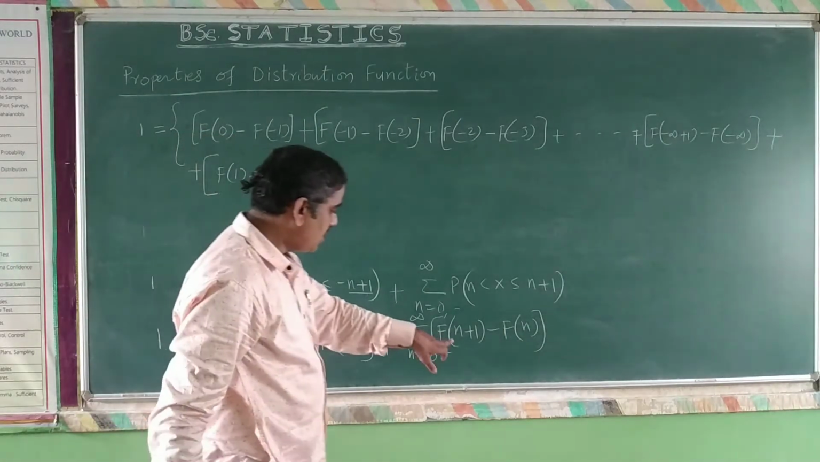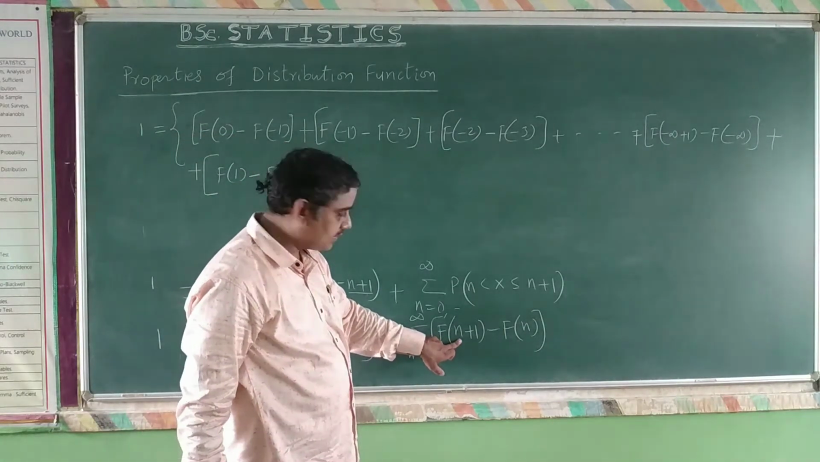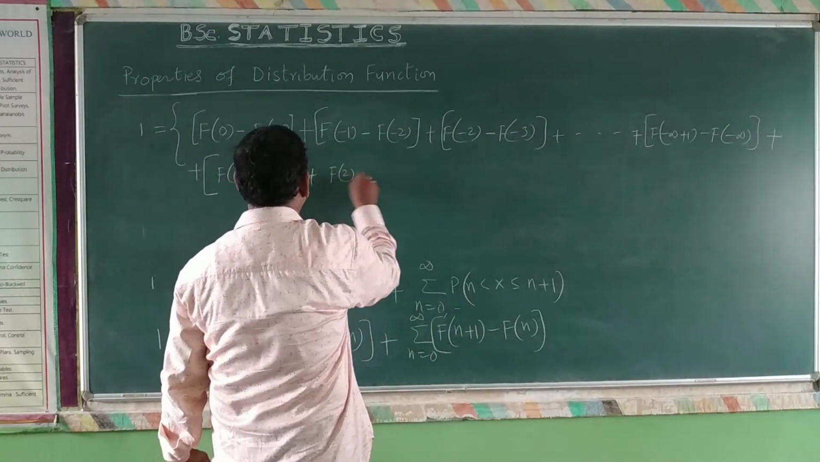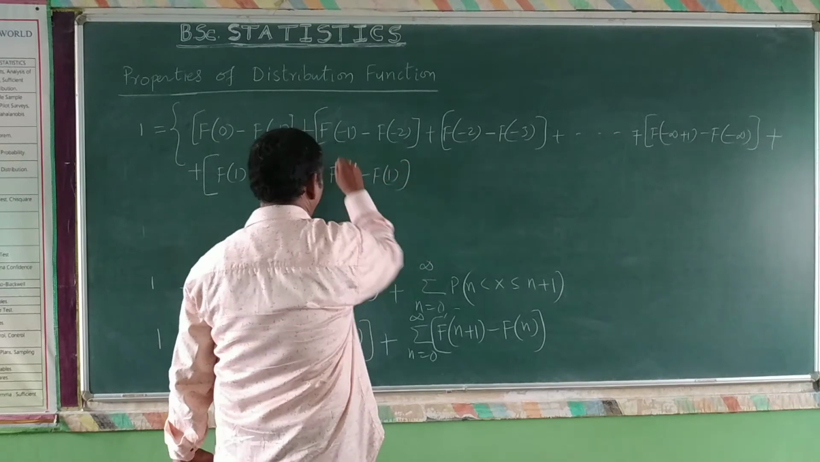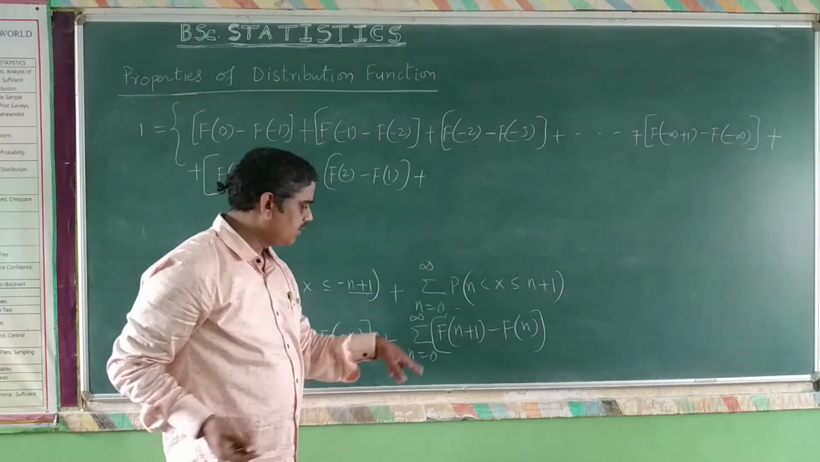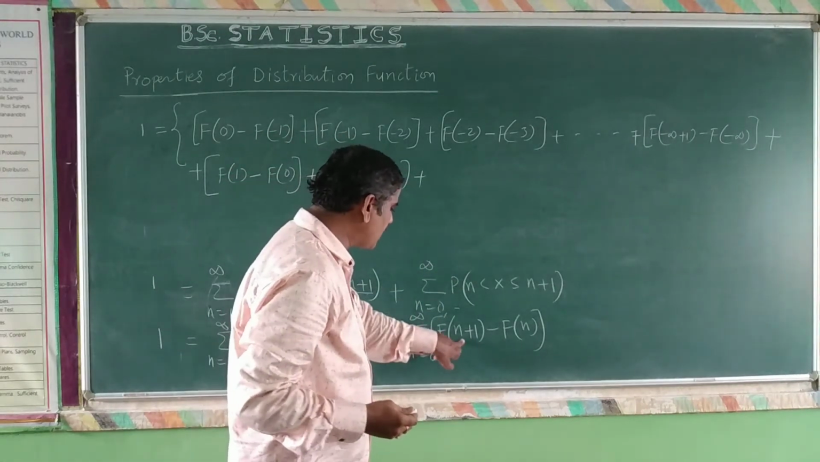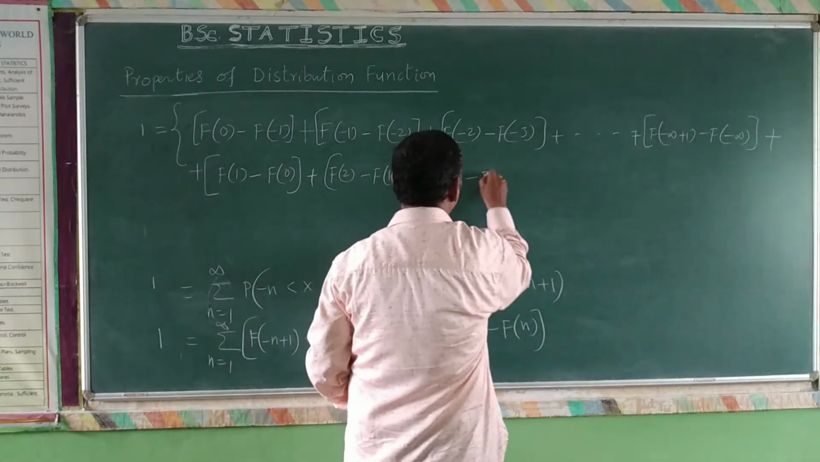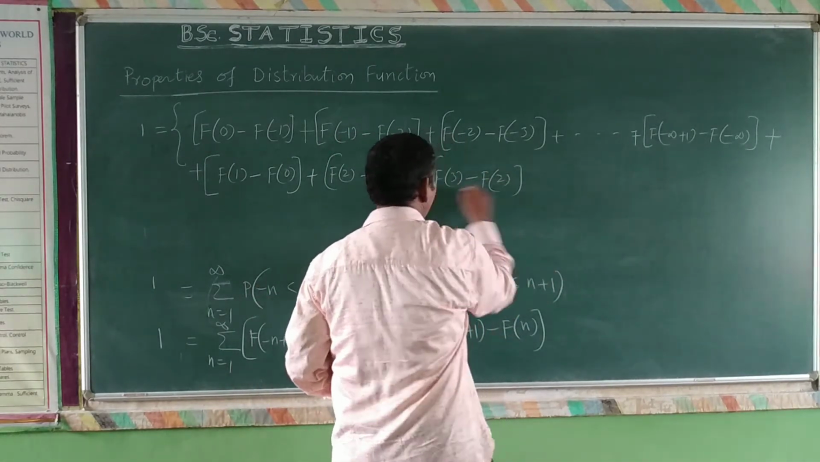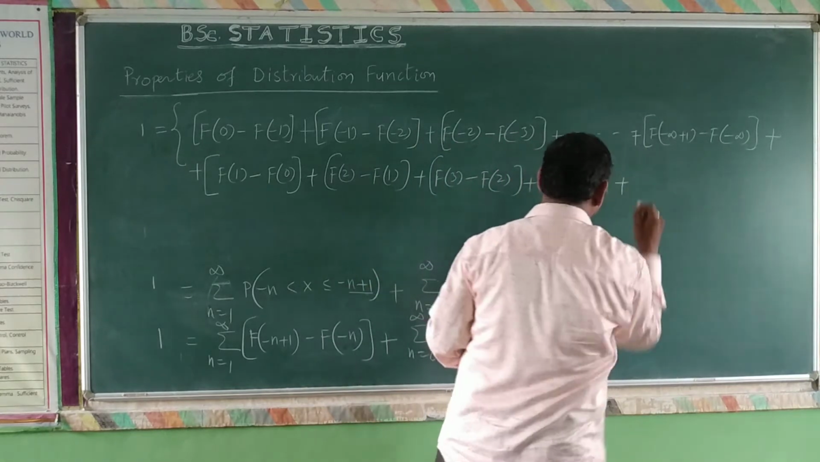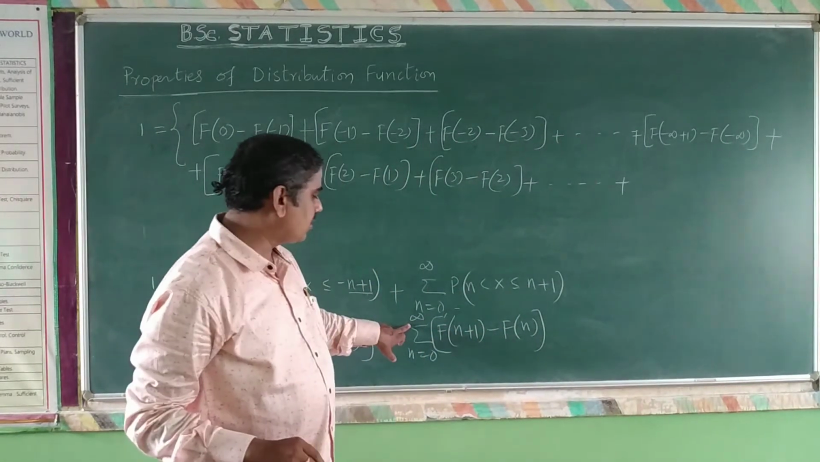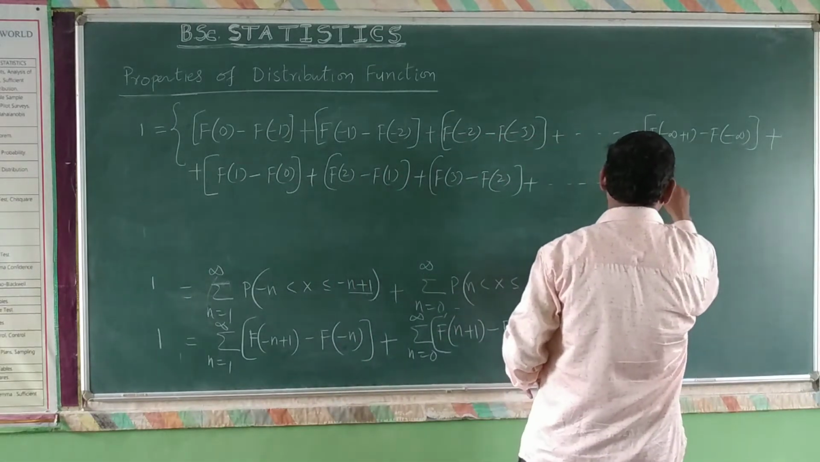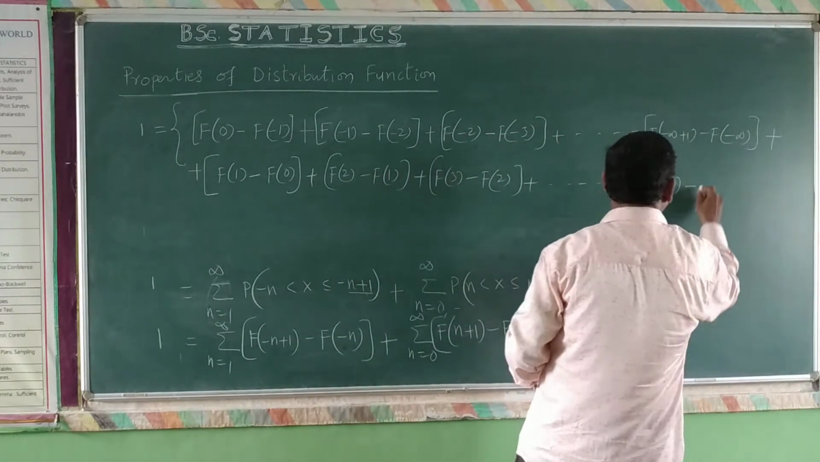Plus, again you substitute n is equal to 1: 1 plus 1, 2, that is f of 2 minus f of 1. Substitute one more, n is equal to 2: 2 plus 1, 3, f of 3 minus f of 2, plus and so on, plus. The last one, let me consider infinity: f of infinity plus 1, minus f of infinity.